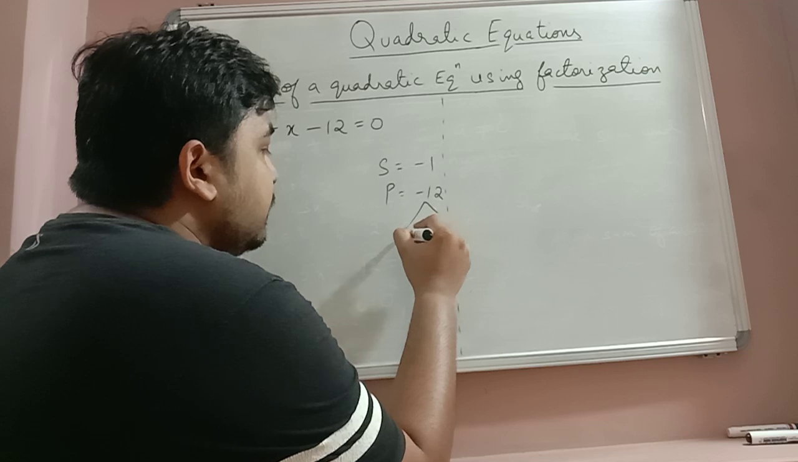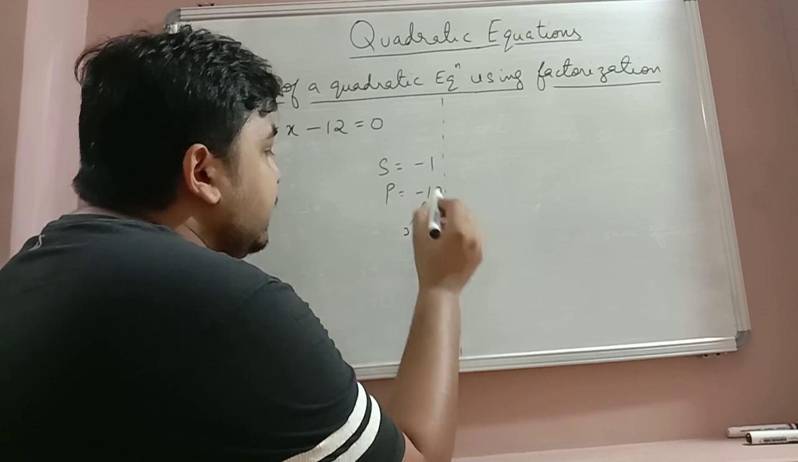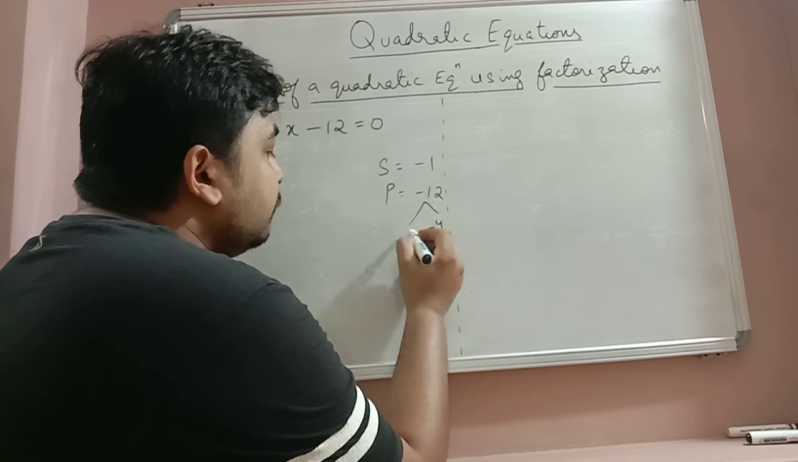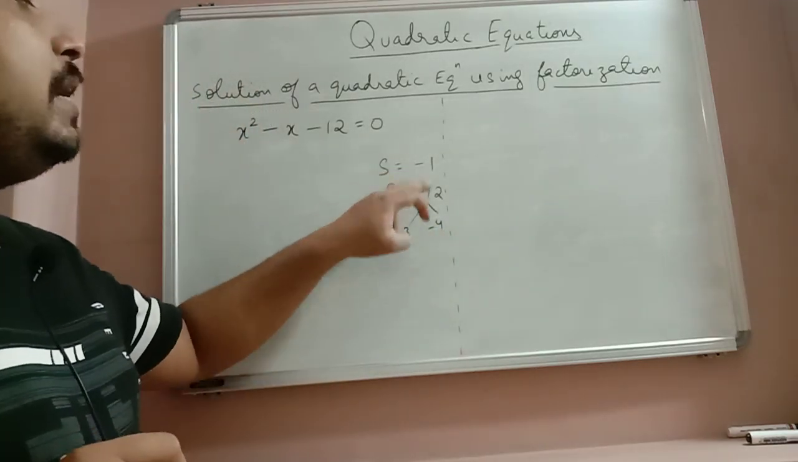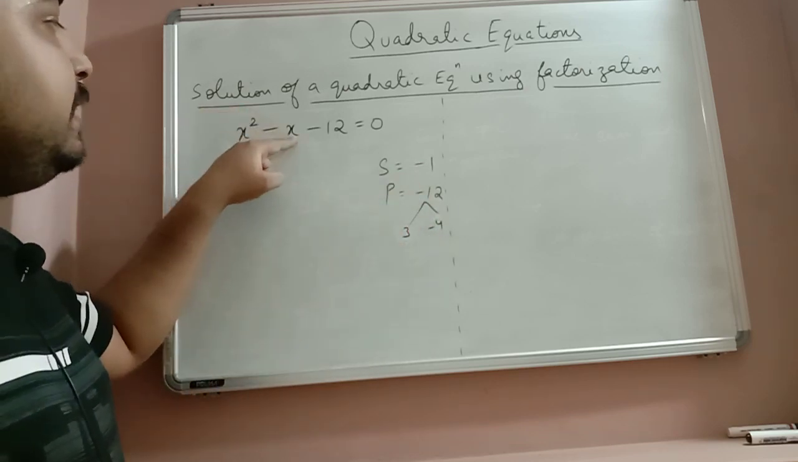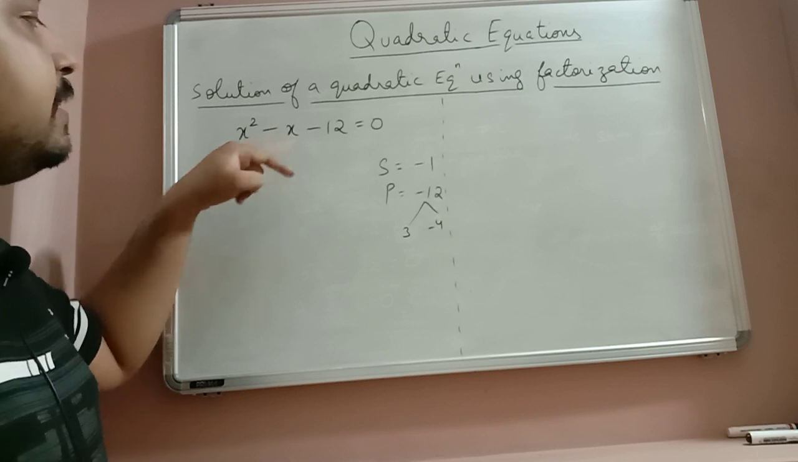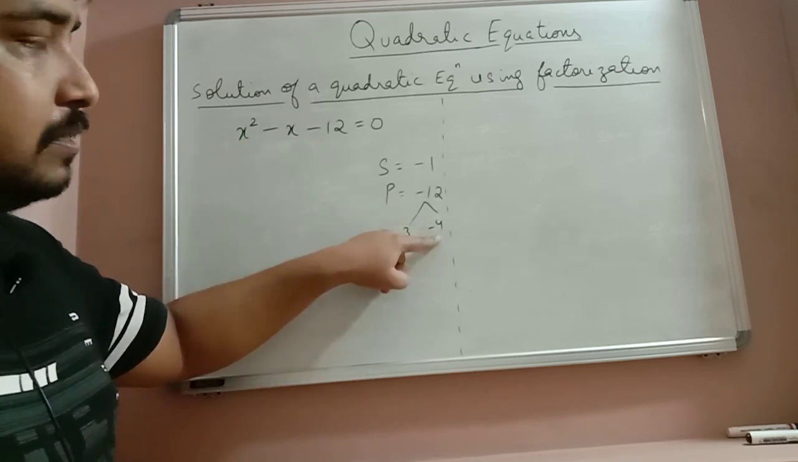I can write it as 3 into 4. So easily I can say that the numbers are minus 4 and 3. Minus 4 plus 3 gives me minus 1 and minus 4 into 3 gives me minus 12. So I will split this middle term, that is minus of x, into two terms, 3x minus 4x.